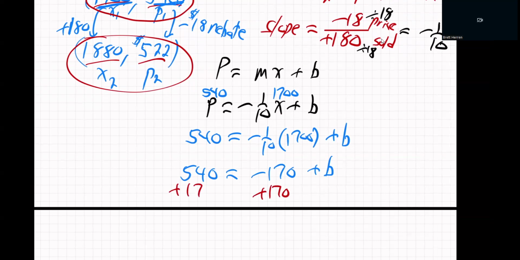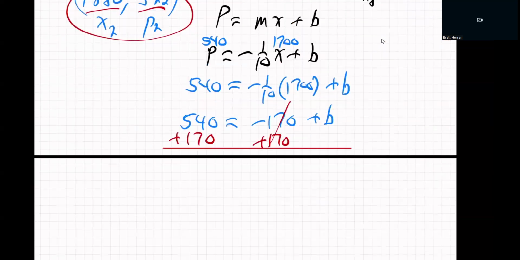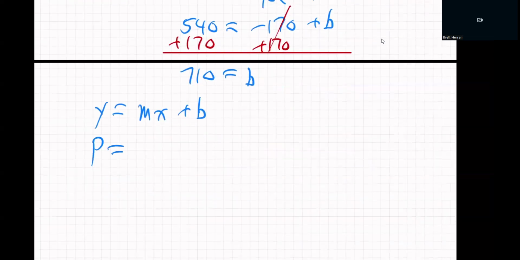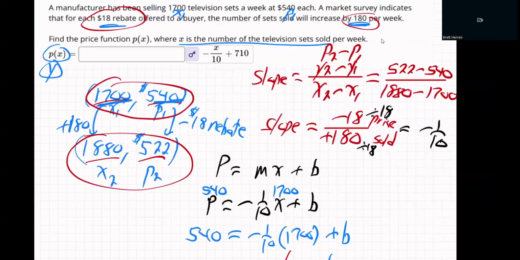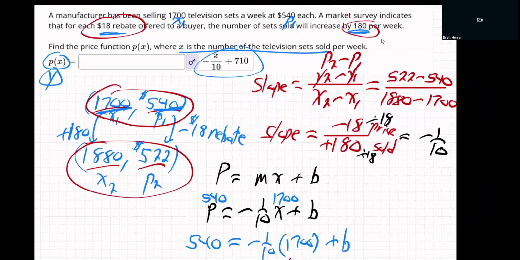Add the 170 to both sides. And what's that going to be? 540 plus 170 is 710. b is 710. So our formula then is y equals mx plus b. y is p, price. m we already knew was minus 1/10. And our b now we know is 710. There we go: p equals minus 1/10 x plus 710.